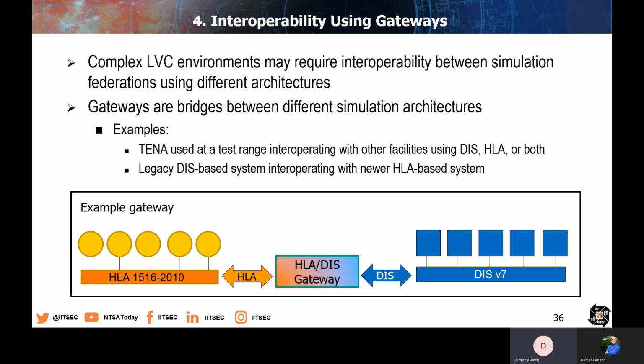And these are bridges, another term for that purpose, between different simulation architectures. So for an example, we could have TINA at a test range interoperating with other DIS or HLA systems, or both, as Kurt referenced in his slides earlier. Or we could have a legacy DIS-based system, which is interoperating with a newer HLA-based system, as you sort of see here indicated visually at the bottom of this slide.